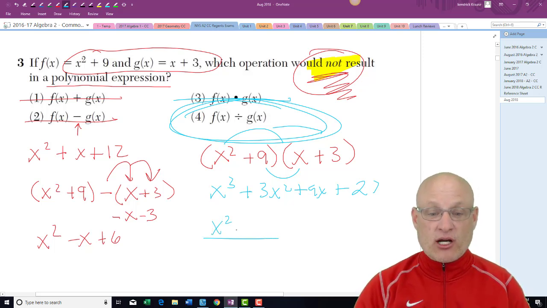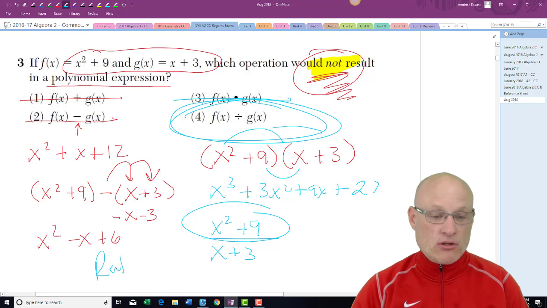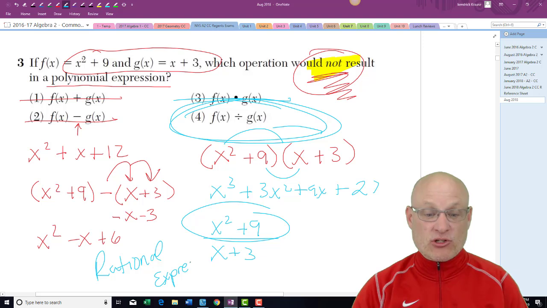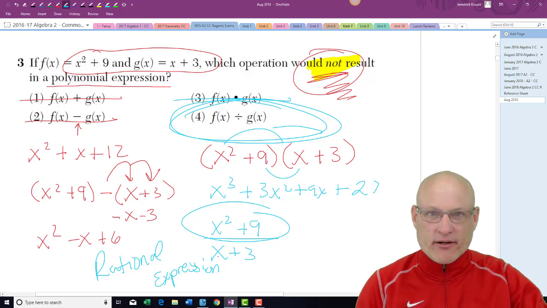Now, the reason this is the correct answer is because when I divide these, I end up with x squared plus 9 all over x plus 3. The numerator is not factorable, so you can't simplify this. And this becomes a rational expression. And a rational expression, if you remember correctly, is a fraction. Ooh, I love fractions. No, I don't.